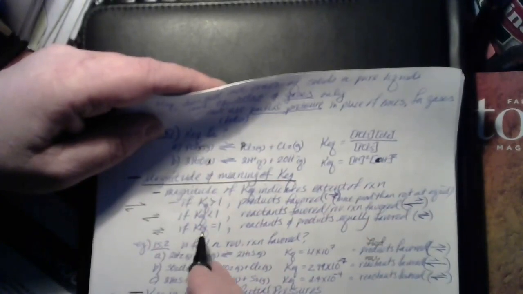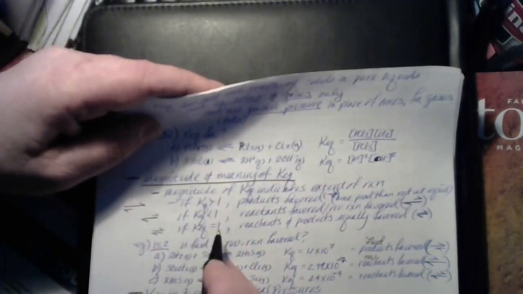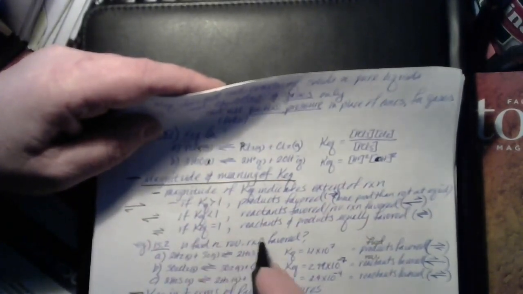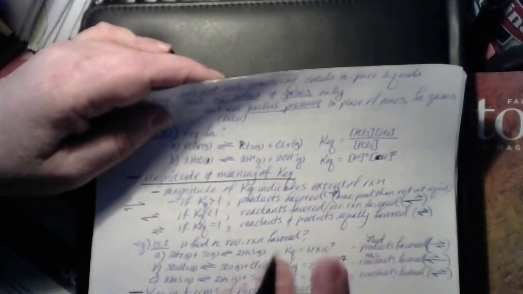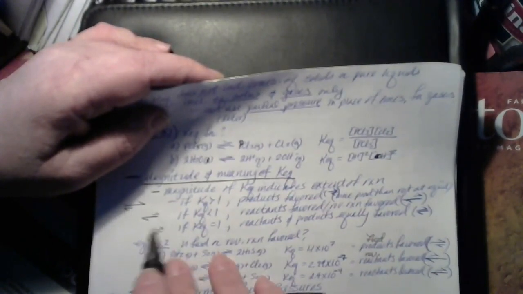And then finally, if KEQ is equal to 1 or very close to 1, then we would say that you have about equivalent amounts of reactants and products at equilibrium. Then neither direction is really favored significantly over the other direction. And in that case, you would just write the two arrows the same size.